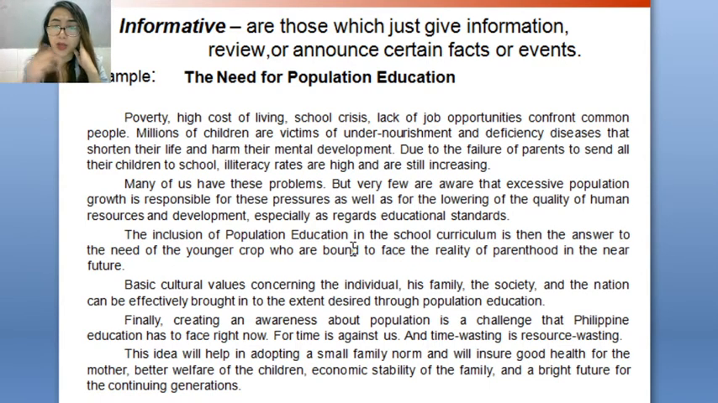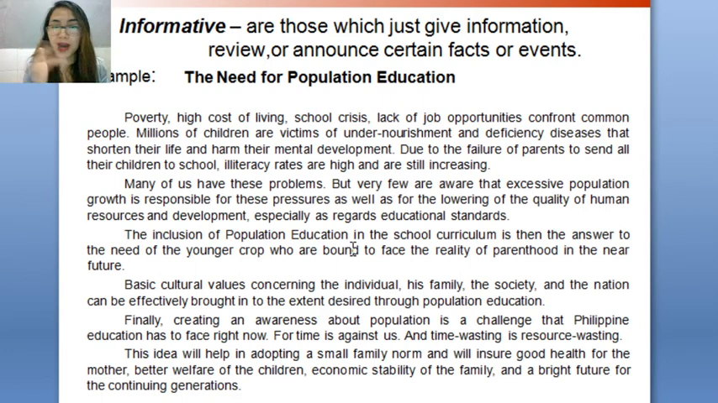And then the inclusion of population education in the school curriculum is then the answer to the need of the younger crop who are bound to face the reality of parenthood in the near future. So, nagkaroon na siya ng conclusion or nag-present siya ng solution for that specific problem. And let's see, basic cultural values concerning the individual, his family, the society, and the nation can be effectively brought into the extent desired through population education. And finally, creating an awareness about population is a challenge that Philippine education has to face right now. Right now. For time is against us.